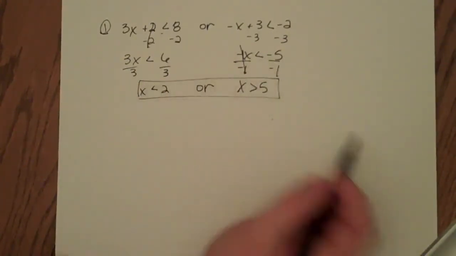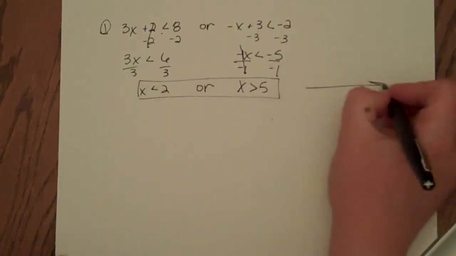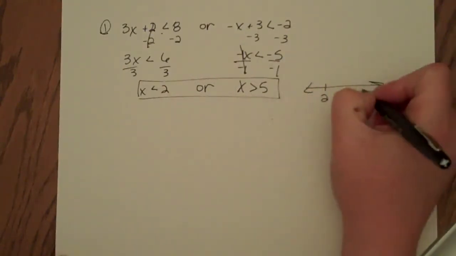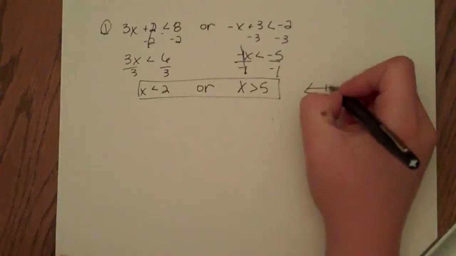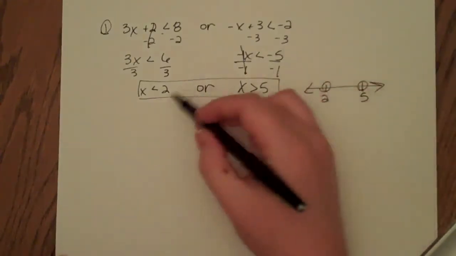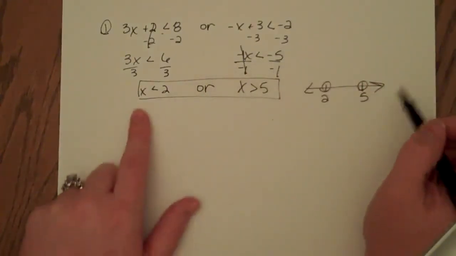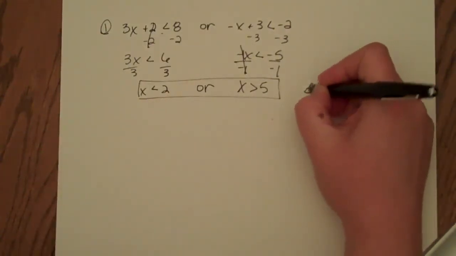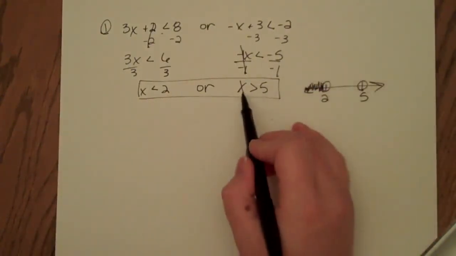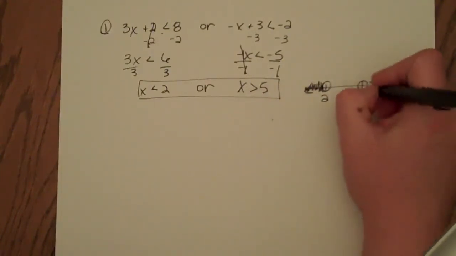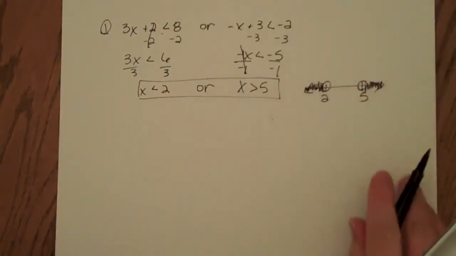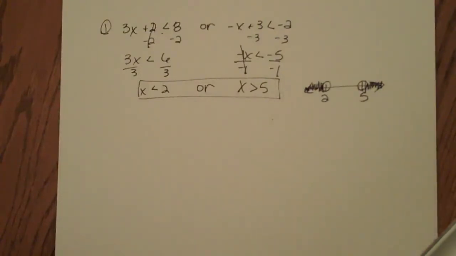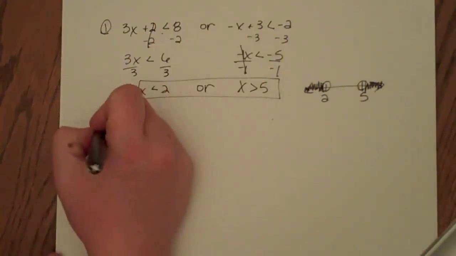So that's our solution. The graph of this, we have our 2 and our 5. They're both open circles based on the signs. We want our x here to be less than 2, so we need to shade to the left from the 2. We want our x here to be greater than 5, so we need to shade to the right from the 5. Let's look at another one.